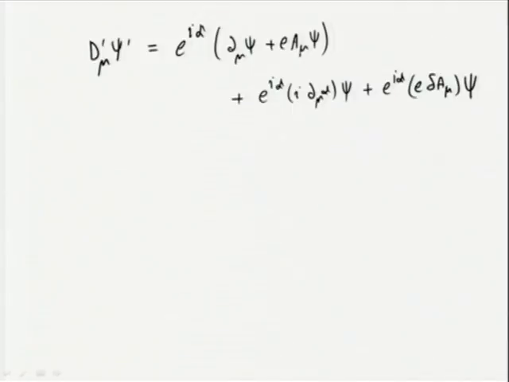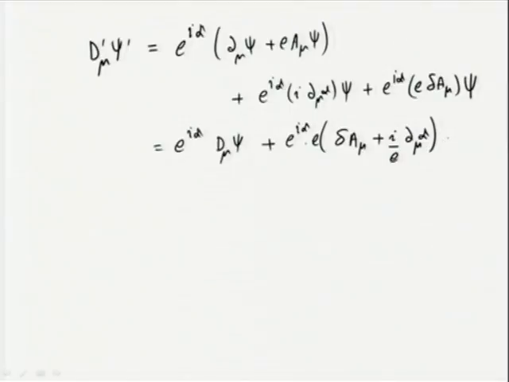The first two terms are essentially D mu psi. Then you have additional two terms. So, what you have to do is to make these two terms cancel each other. That is all you have to do. So, this is e power i alpha, let me take e also outside, then that will give you delta A mu plus i by e dou mu alpha, psi.